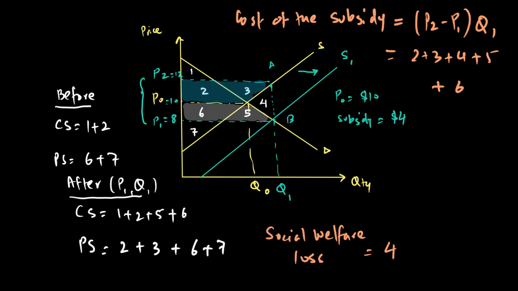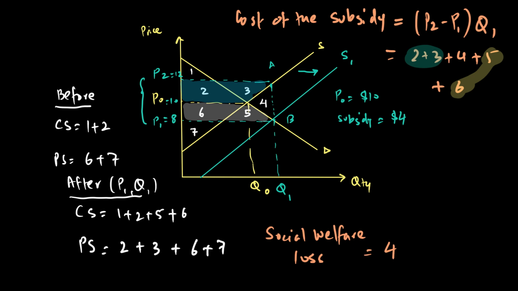As you can see, 2 and 3 are going to the producers, so I'm going to color that with that color. 2 and 3 is going to producers, and 5 and 6 are going to consumers in terms of lower prices, right? And area 4 is basically going to nobody, and that is why area 4 is what we call our social welfare loss, as the cost of the subsidy is higher than the benefit.